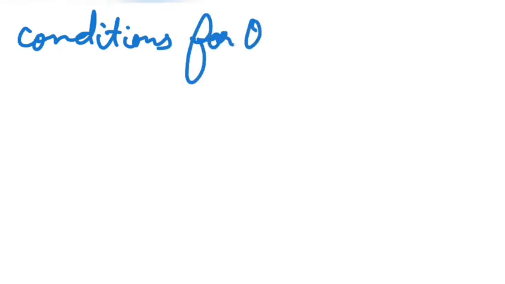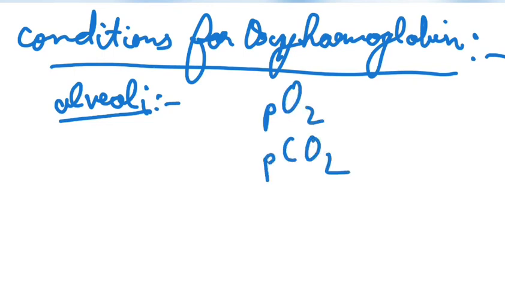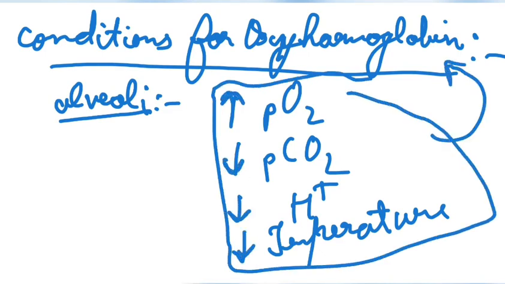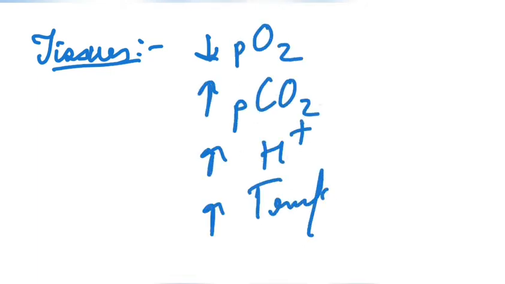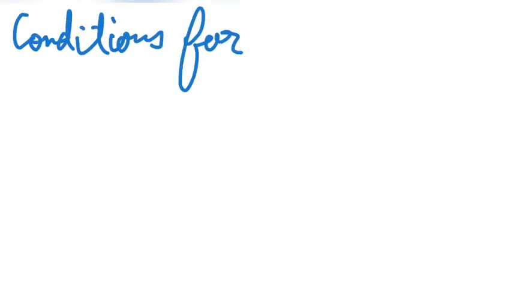Now let's talk about the conditions required for the formation of oxyhemoglobin. There are four factors which are required: partial pressure of oxygen, carbon dioxide, hydrogen ion concentration and temperature. When the partial pressure of oxygen is high and the rest are low, it is the ideal condition for formation of oxyhemoglobin. And in tissues, when all these factors are reversed, it is the ideal condition for the formation of carbaminohemoglobin, which is CO2 attached with hemoglobin.